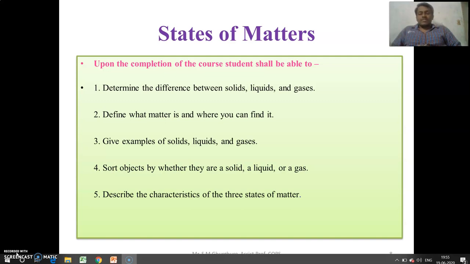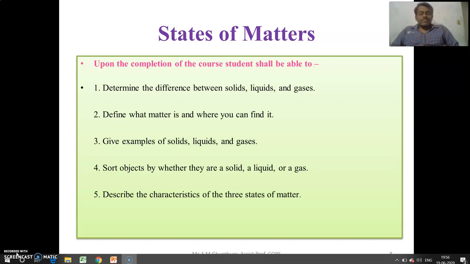Students shall be able to define what matter is and where you can find it. Give examples of solids, liquids, and gases. Sort objects by whether they are a solid, a liquid, or a gaseous state of matter. Students also shall be able to describe the characteristics of the three states of matter.